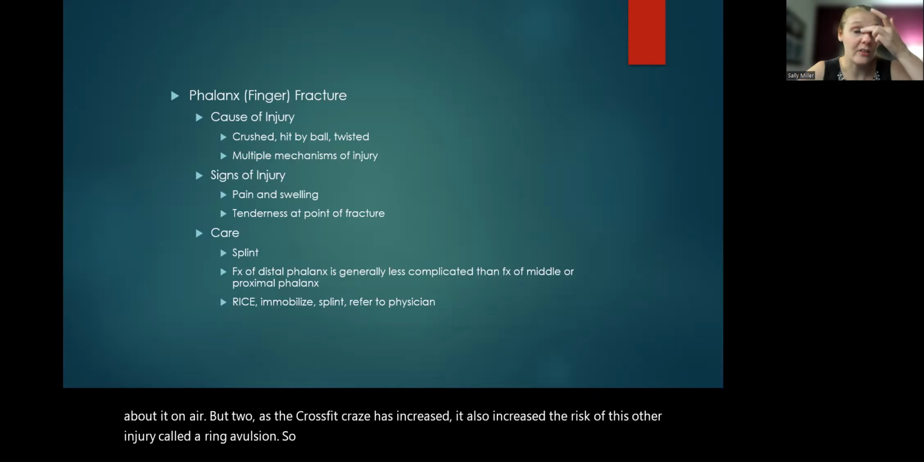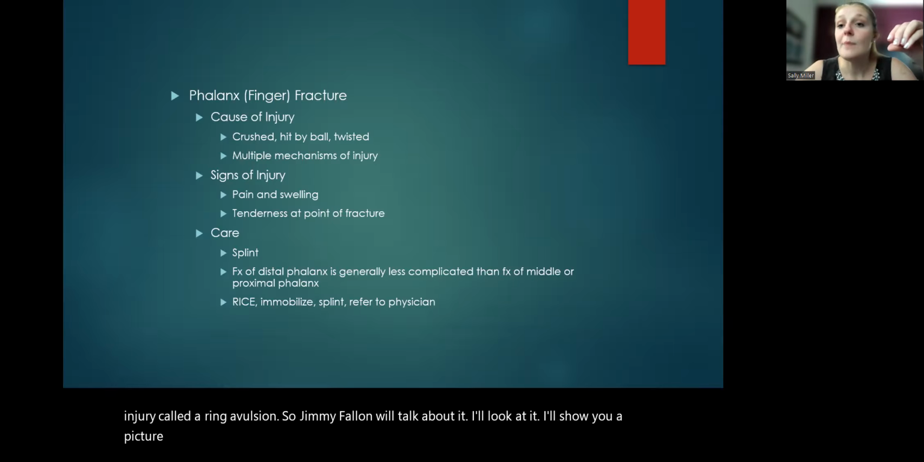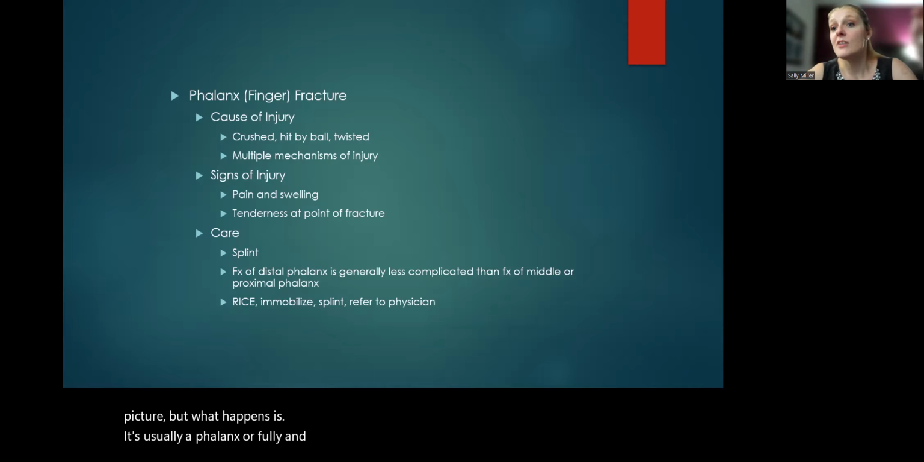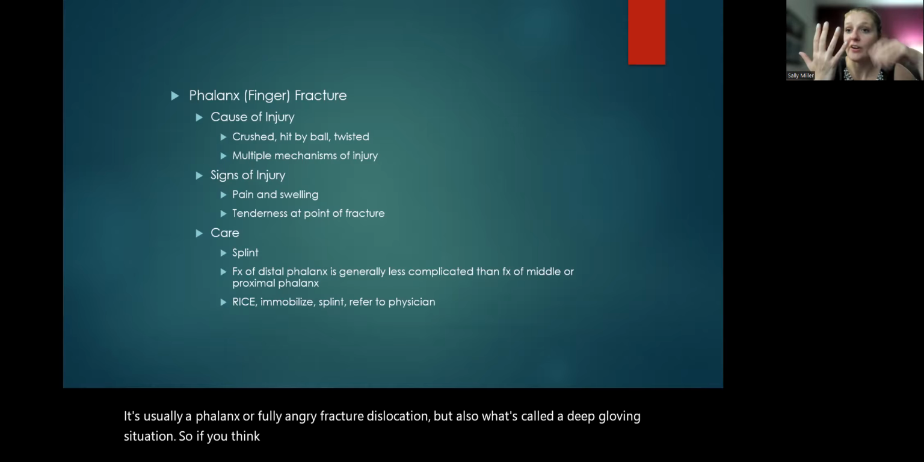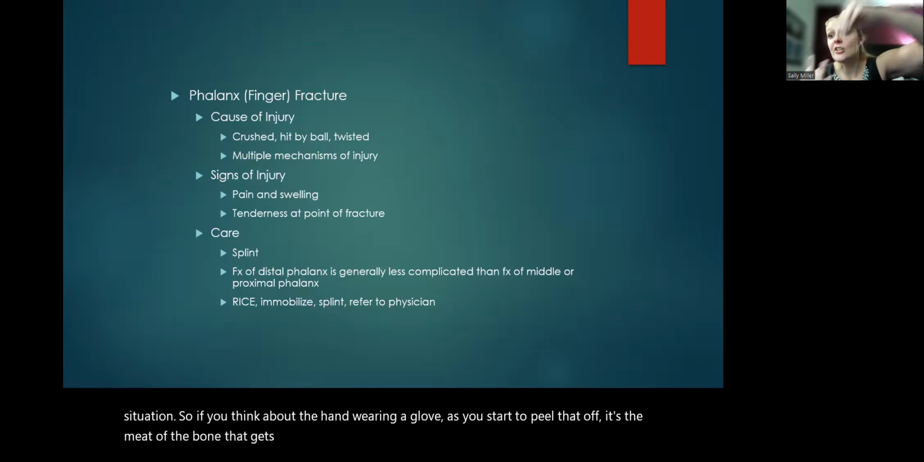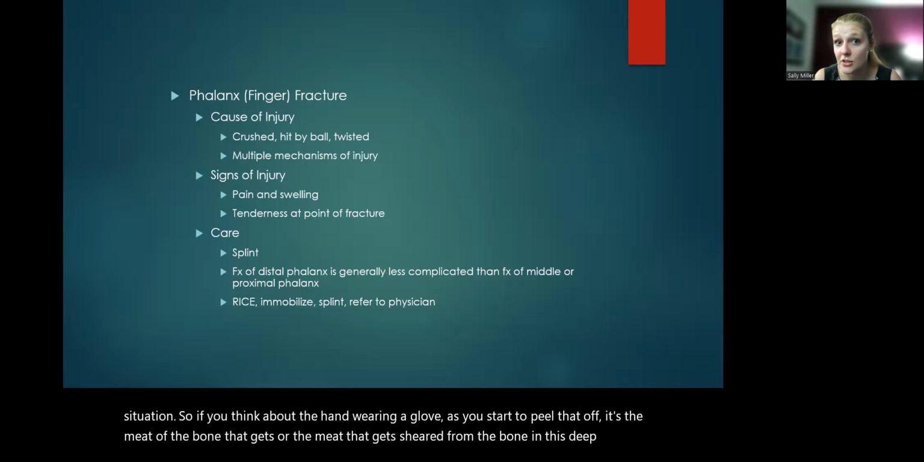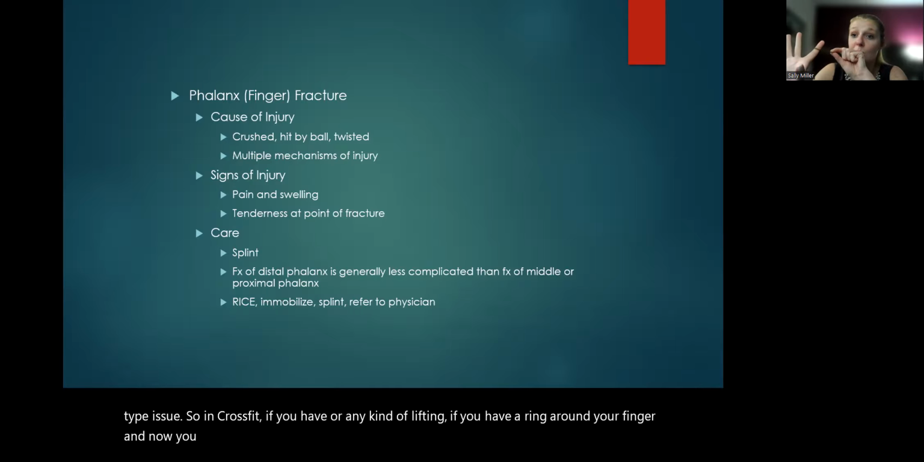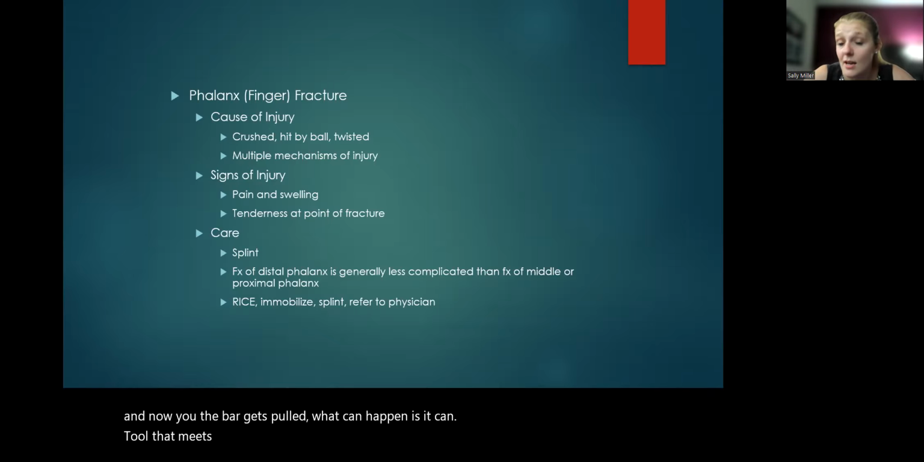So Jimmy Fallon will talk about it. I'll show you a picture. But what happens, it's usually a phalanx fracture or dislocation, but also what's called a degloving situation. If you think about the hand wearing a glove, as you start to peel that off, it's the meat that gets sheared from the bone in this degloving type issue. So in CrossFit, or any kind of lifting, if you have a ring around your finger and now the bar gets pulled, it can pull that meat essentially with it.